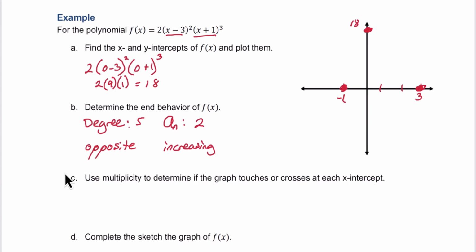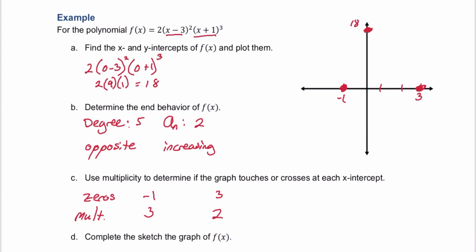Next, we'll look at multiplicity. The zeros, or x-intercepts, are -1 and 3. And we'll look at their multiplicity. -1 is generated by this factor, which has a multiplicity of 3. And then the 0 of 3 is generated by this factor, which has a multiplicity of 2.